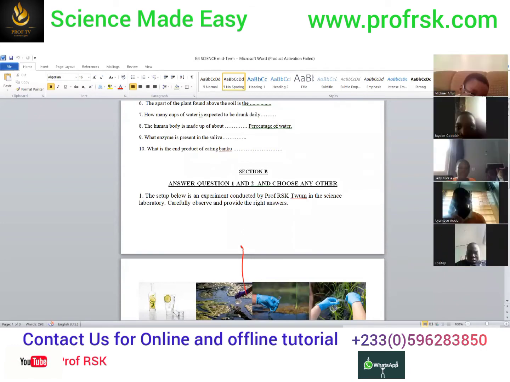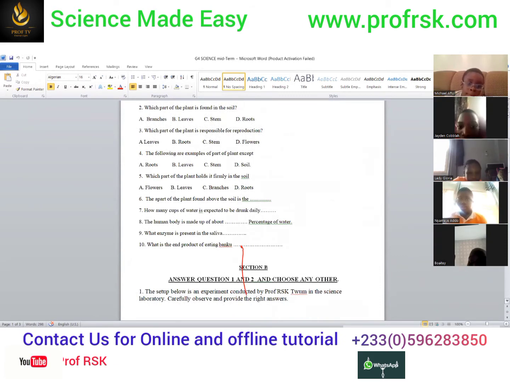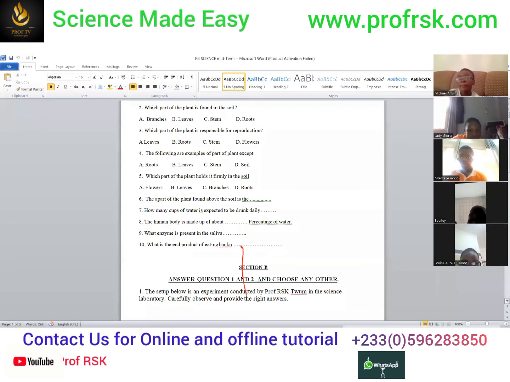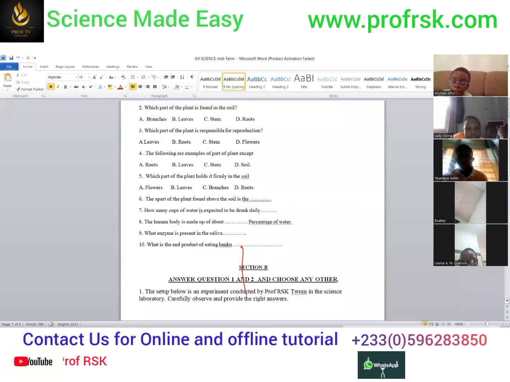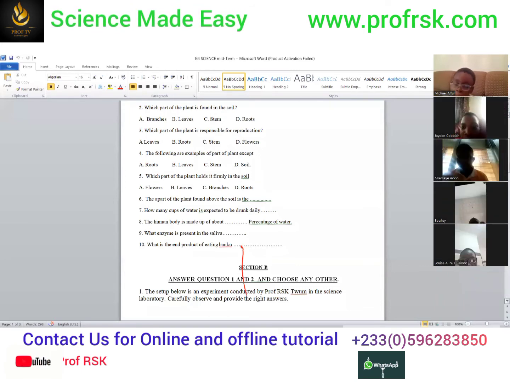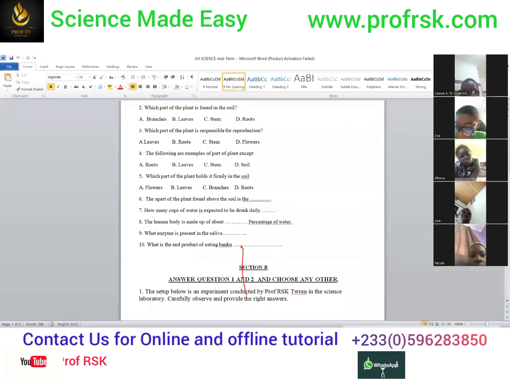Jaden Salasi, what is the answer for the next question? Lady Gloria, can you help us with the question? The part of the plant found above the soil is the stem. All right, so the answer is the stem, and you are right.